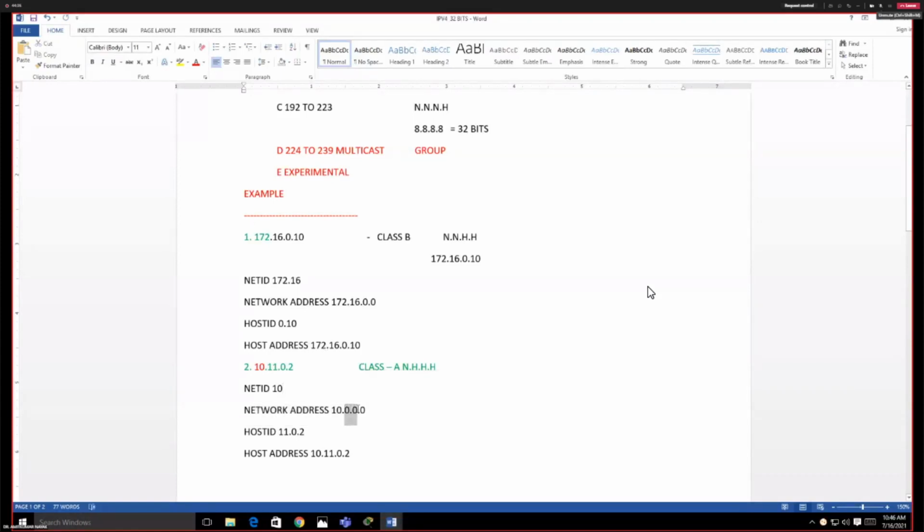Why have we considered the last 3 bytes as 0 in the network address? What is the reason?